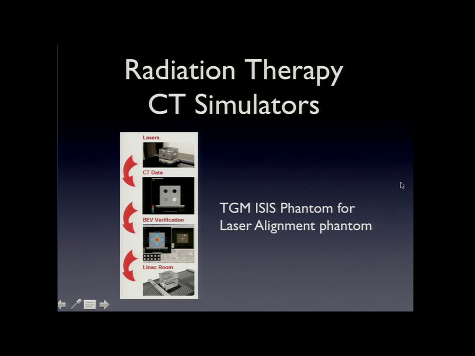Another alignment tool that's available for CT simulators, because they use external lasers, and you want to make sure there's a registration between those. You want to make sure that's right. You can use this tool from TGM, the ISIS phantom that's here to be evaluated in radiation therapy. It's a good phantom for evaluating the lasers. It's a really good, quick tool that they use every morning.